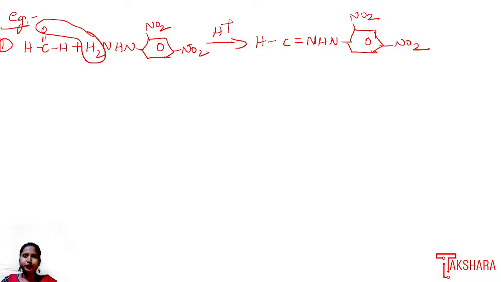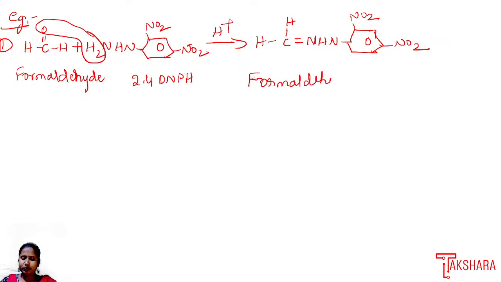Here one more hydrogen atom is there. So the product is called as here. This is formaldehyde, the reactant molecule is formaldehyde. When formaldehyde is treated with 2,4-DNPH, what product do we get? Formaldehyde 2,4-dinitrophenyl hydrazone.